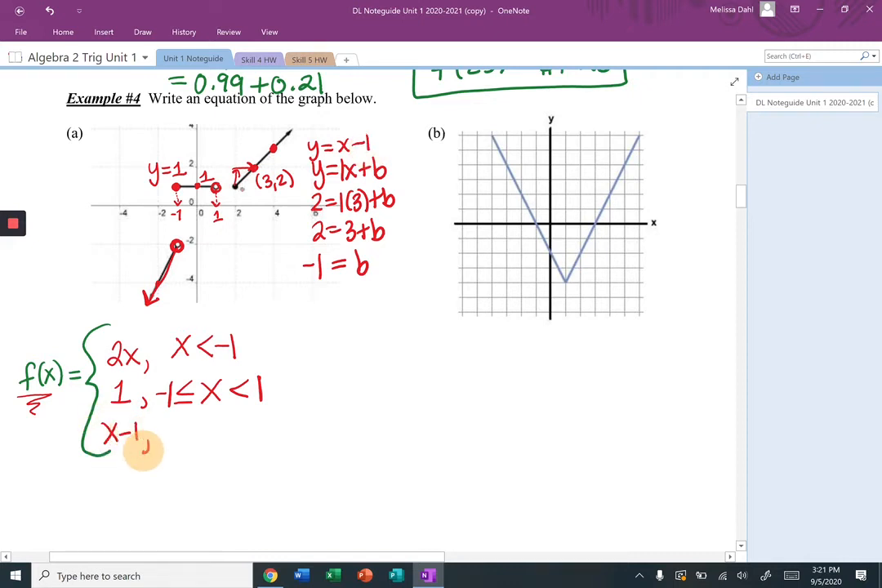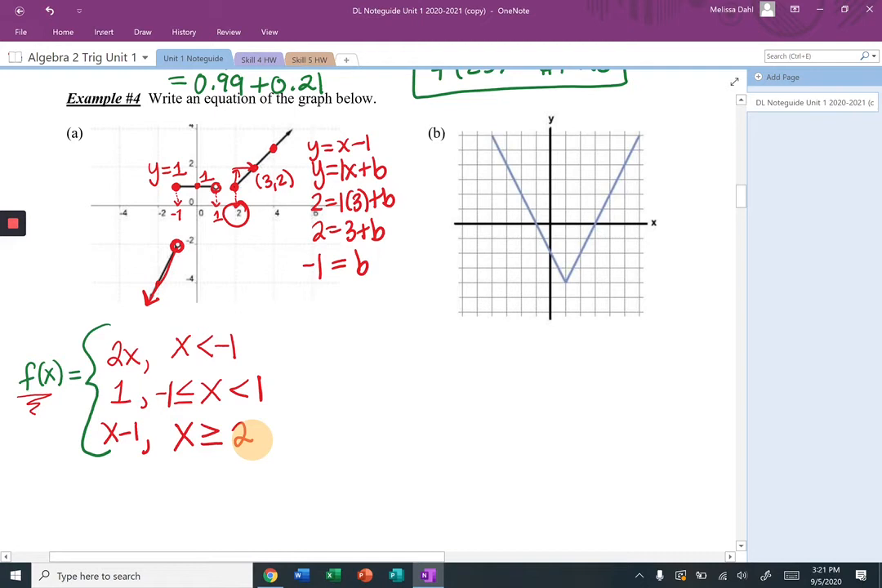And then for the boundaries, the closed endpoint of this graph seems to line up with an x value of 2. So I would say that it corresponds to x values that are greater than or equal to 2.